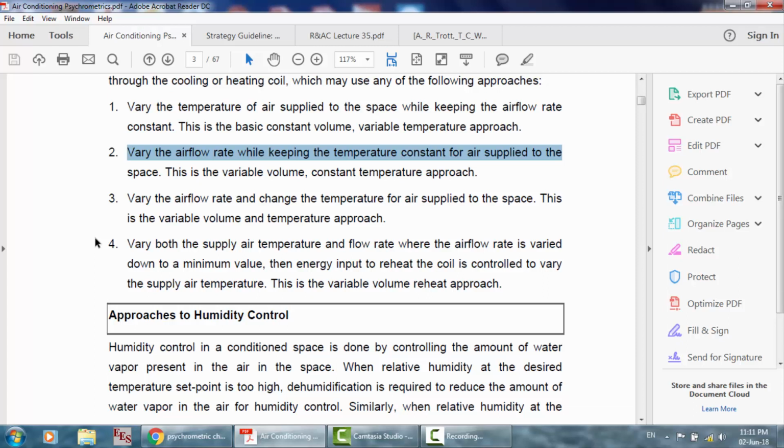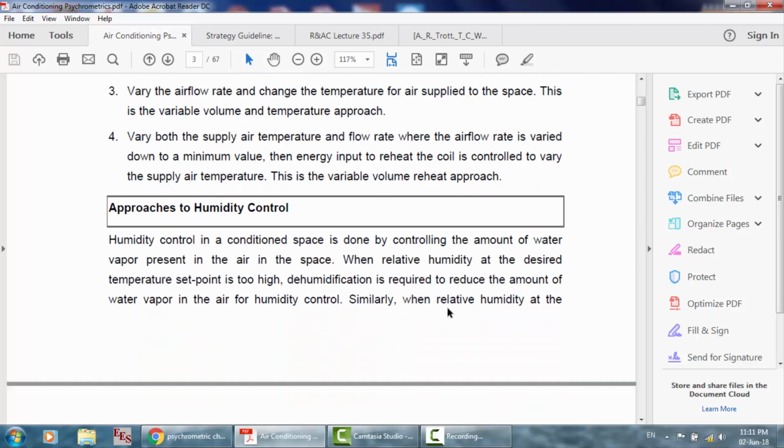Vary both the supplied air temperature and flow rate, where the airflow rate is varied down to a minimum value. Then energy input to the reheat coil is controlled to vary the supply air temperature. This is the variable volume reheat approach.